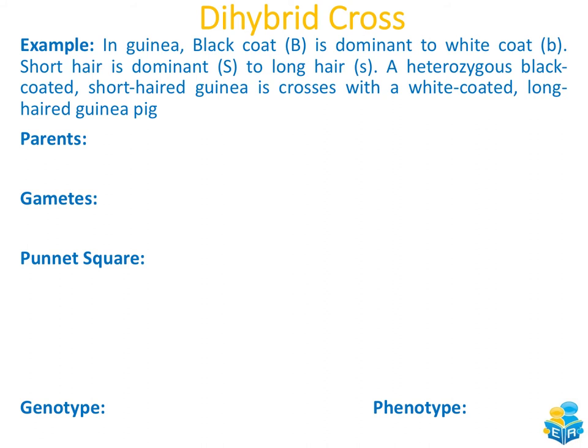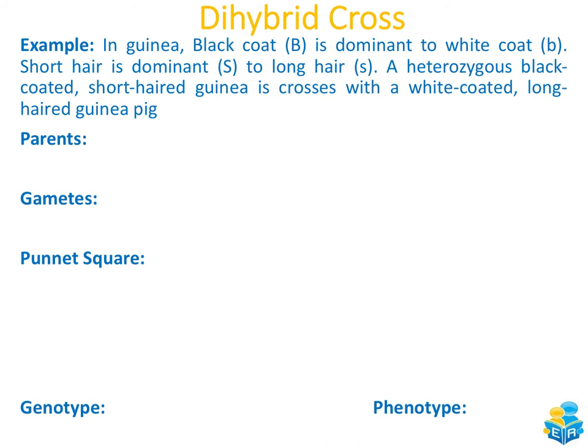We're looking at two characteristics at the same time. So in guinea pigs, black coat, capital B, is dominant to white coat, which is small b. Up until this point, that's all of the information we would have had. But now we have something else introduced. We're also told that short hair, capital S, is dominant to long hair, which is a small s. A heterozygous, black-coated, short-haired guinea pig is crossed with a white-coated, long-haired guinea pig.